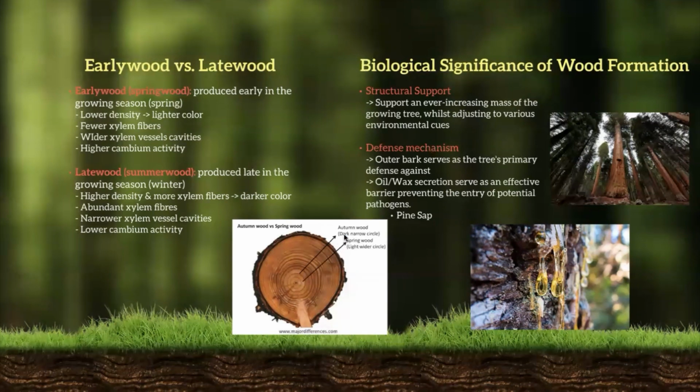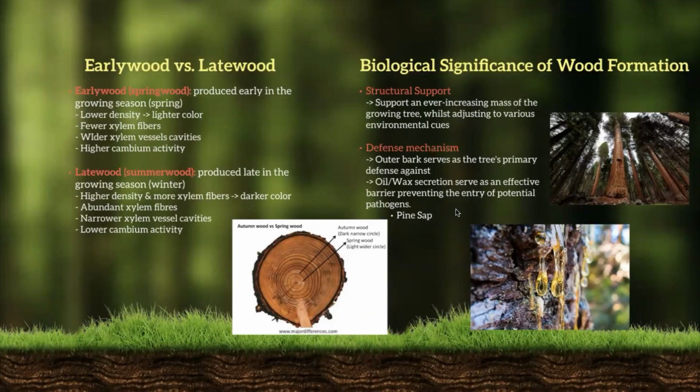About late wood, it is also called summer wood. It is produced late in the growing season. It is higher in density and has more xylem fibers, which leads to a darker color. It has more xylem fibers, but narrower xylem vessel cavities. It also has lower cambium activity. Lastly, the biological significance consists of three main points.